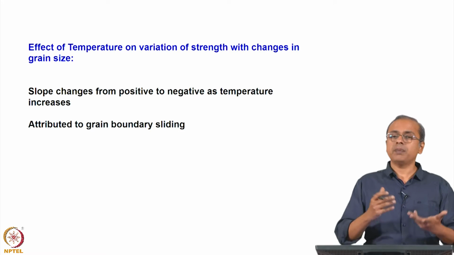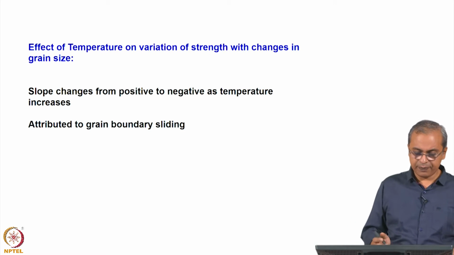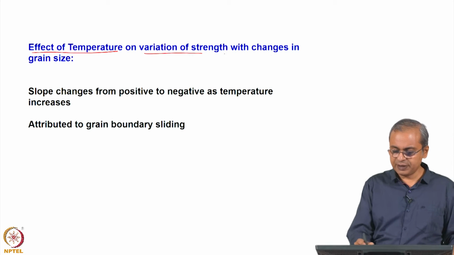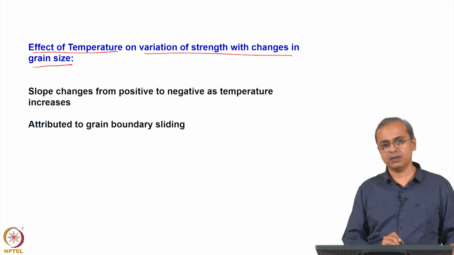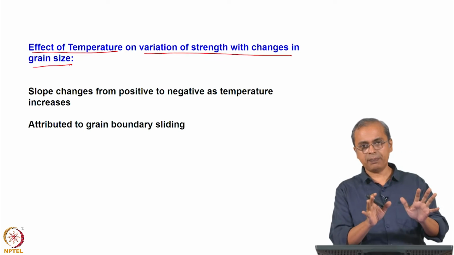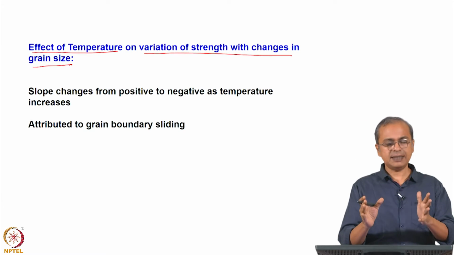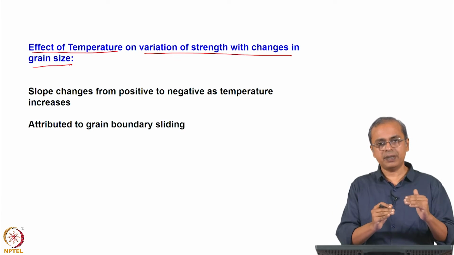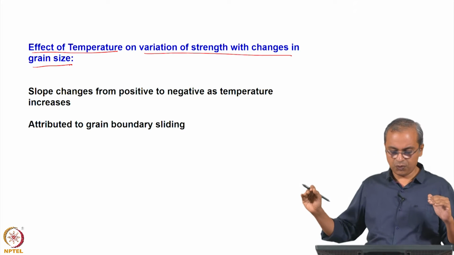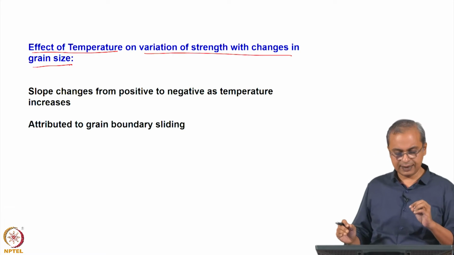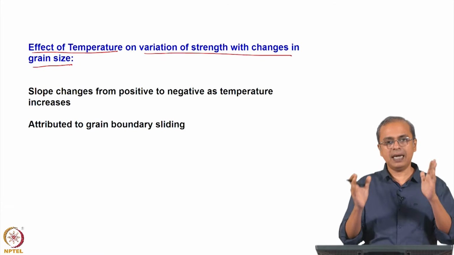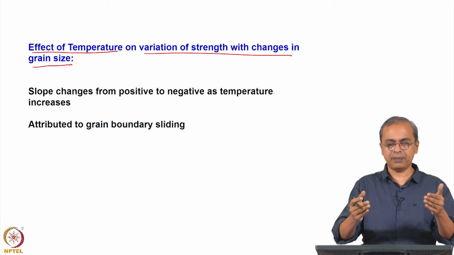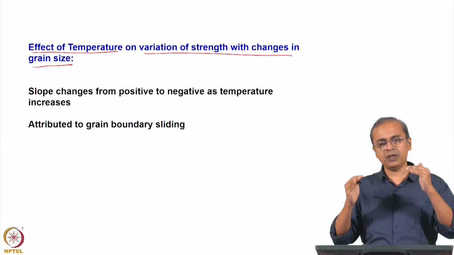Now, if you look at another variation on this, which people have studied, it is the effect of temperature on the variation of strength with changes in grain size. Whereas previously we just looked at one particular possibility where grain size is fixed and you are simply raising or lowering the temperature, here you take a certain temperature and look at the variation of strength with grain size. So, effectively the Hall-Petch relationship at one temperature. Then you look at the Hall-Petch relationship for the same set of samples at a higher temperature, and you keep raising the temperature.